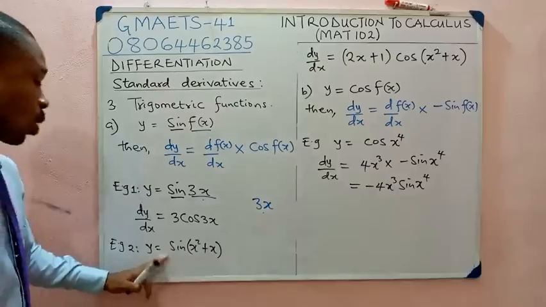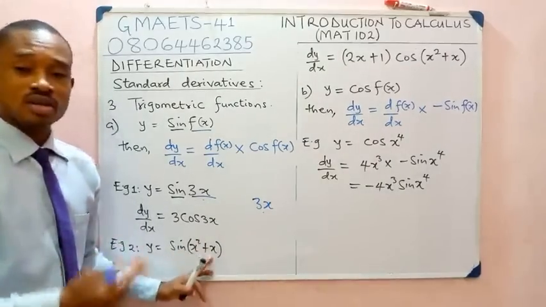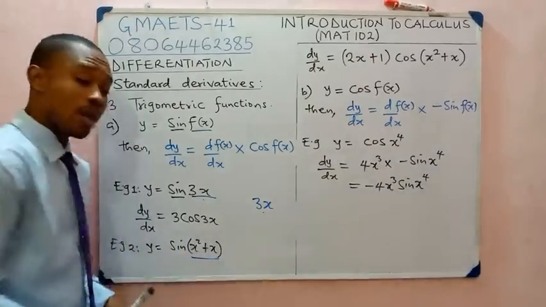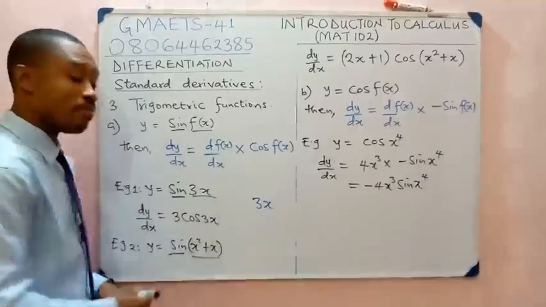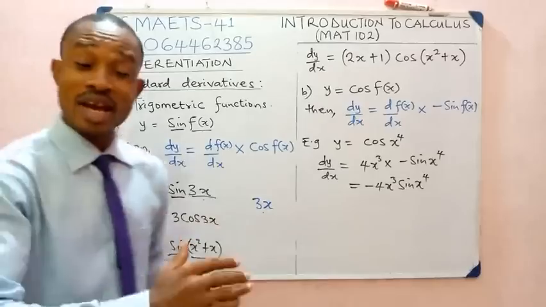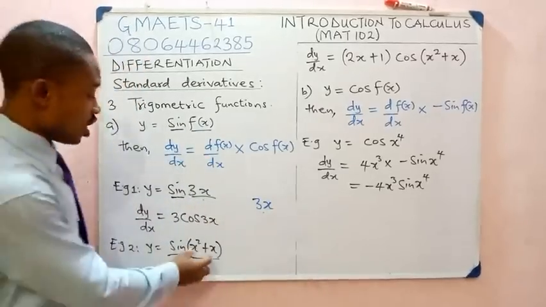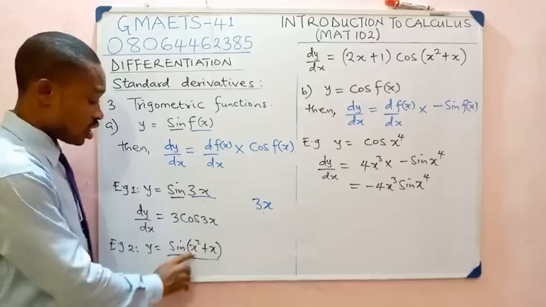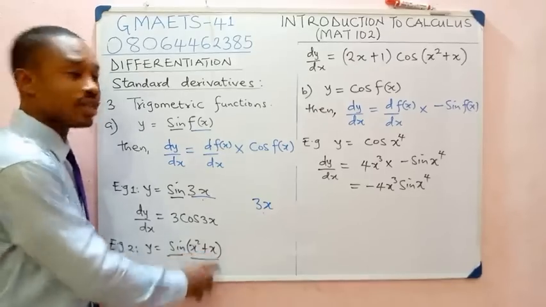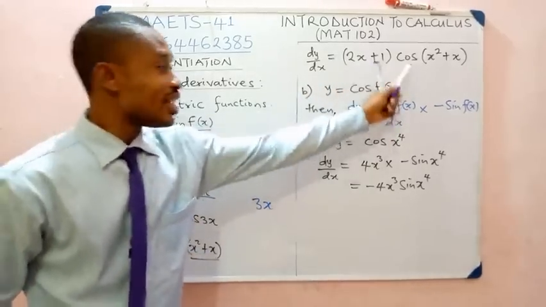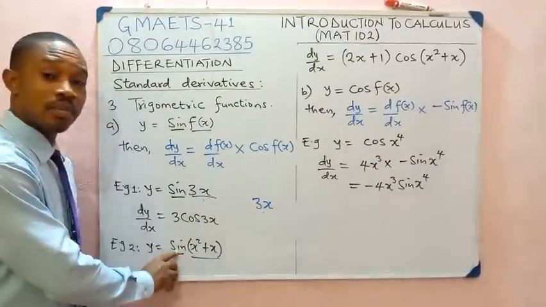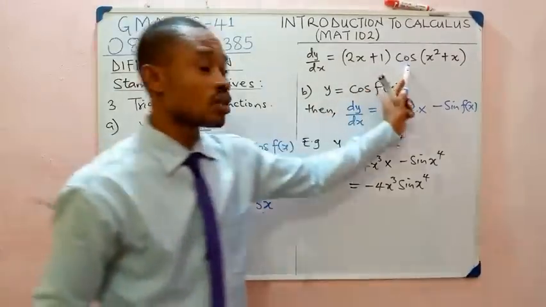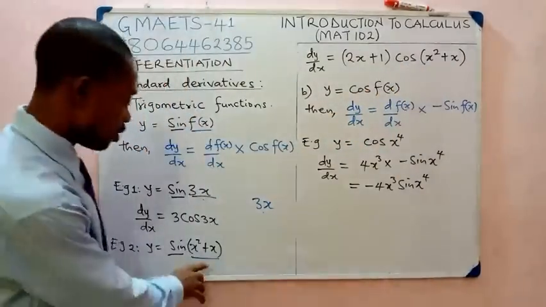Look at another example. y equal to sine of x squared plus x. This is our minor function, and this is our major function. Differentiate your minor times differentiate the major, and your problem is solved. The minor here is x squared plus x. If you differentiate this polynomial function, you're going to get 2x plus 1. Then times the standard derivative of the major function, which is sine, it will give you cos. Cos of the original minor function.